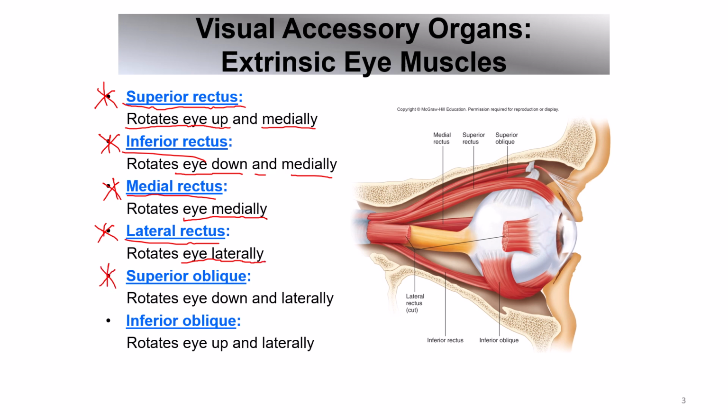Superior oblique, this one rotates the eye down and laterally. And the inferior oblique, this one moves the eye up and laterally. So here with the obliques, the direction is opposite from the name. If it's superior oblique, this one is going down and it goes laterally, and the inferior oblique is up and laterally. Versus the rectus ones, those go with the name. Superior rectus going up medially, inferior rectus going down and medially. Okay? Definitely study this slide here.